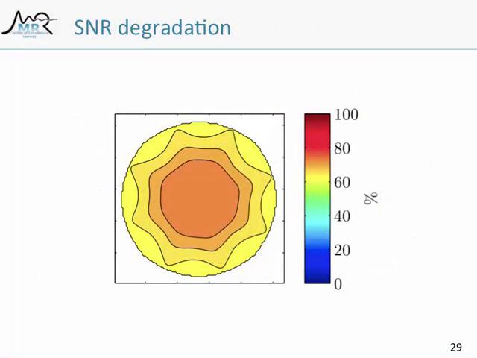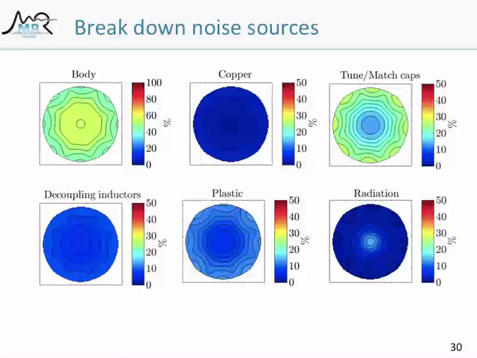Once you calculated that, you can even have a look at where exactly does the noise come from in a specific region of my image. I can, for example, say that in the center of my image, the total noise is dominated by what really comes out of the sample. It says body here, but it should be phantom. There is very little from the copper, very little from the inductors.